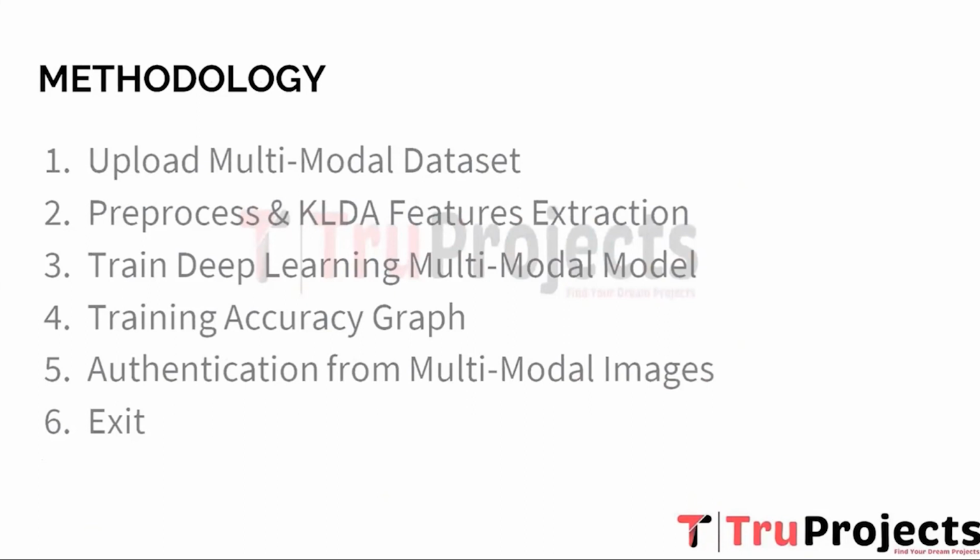Second, pre-process and KLDA feature extraction. Once the dataset is uploaded, the next phase involves pre-processing the data to ensure consistency and readiness for training. Pre-processing steps may include normalization, resizing, noise removal, and data augmentation techniques. After pre-processing, the project may utilize the kernel discriminant analysis, that is the KLDA technique, to extract discriminative features from the multimodal data. It helps in reducing dimensionality while maximizing the separability between classes, enhancing the model's ability to differentiate between different individuals.